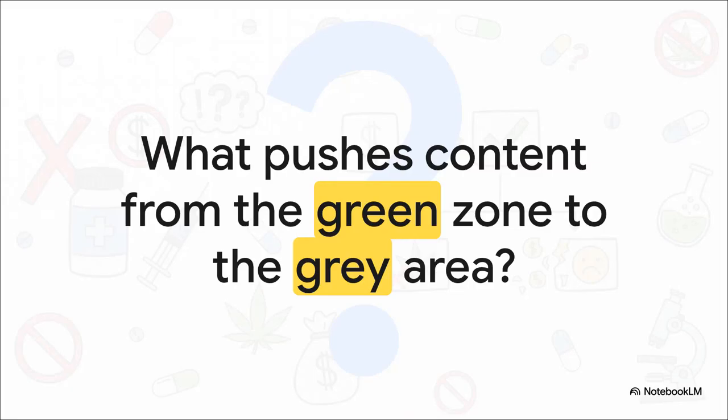This all seems pretty straightforward, doesn't it? Just report, educate, inform. Simple. But there's a really subtle line, and if you cross it, it can push your content right out of that safe green zone and into a much, much riskier gray area. So, what exactly is that line?